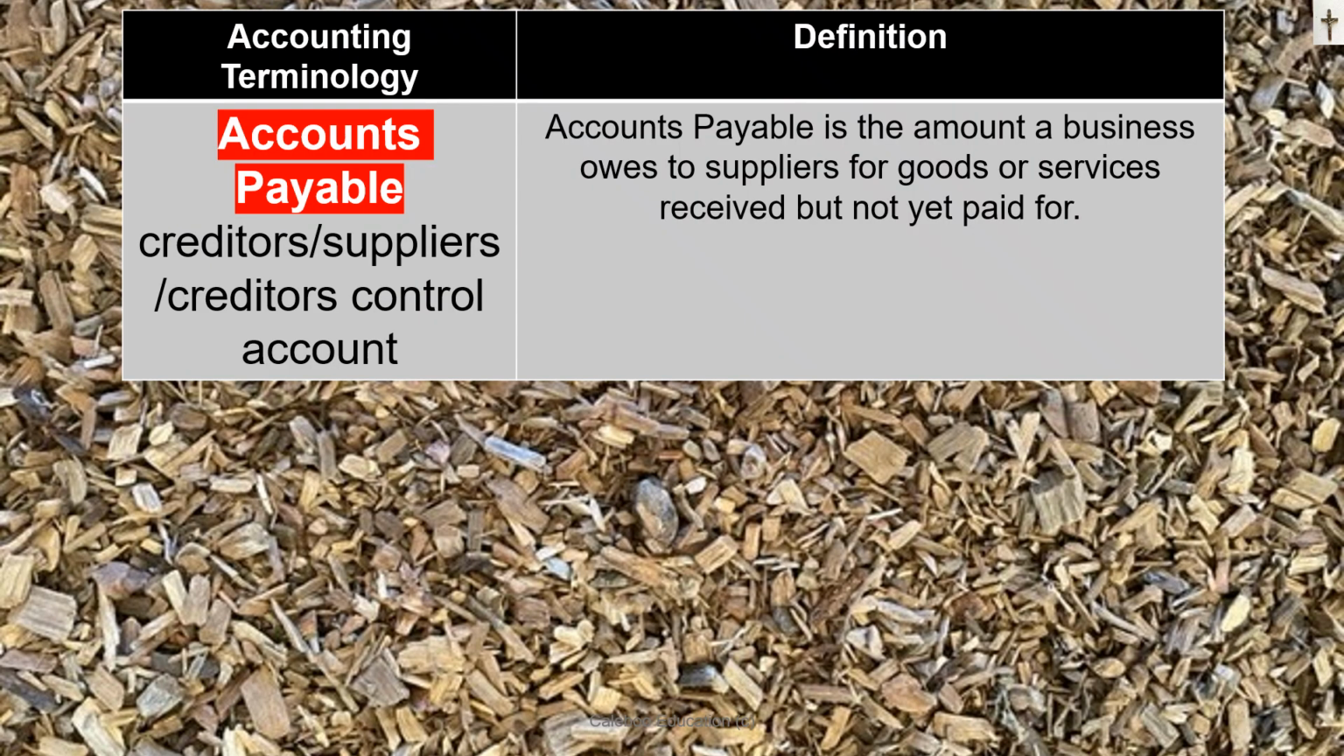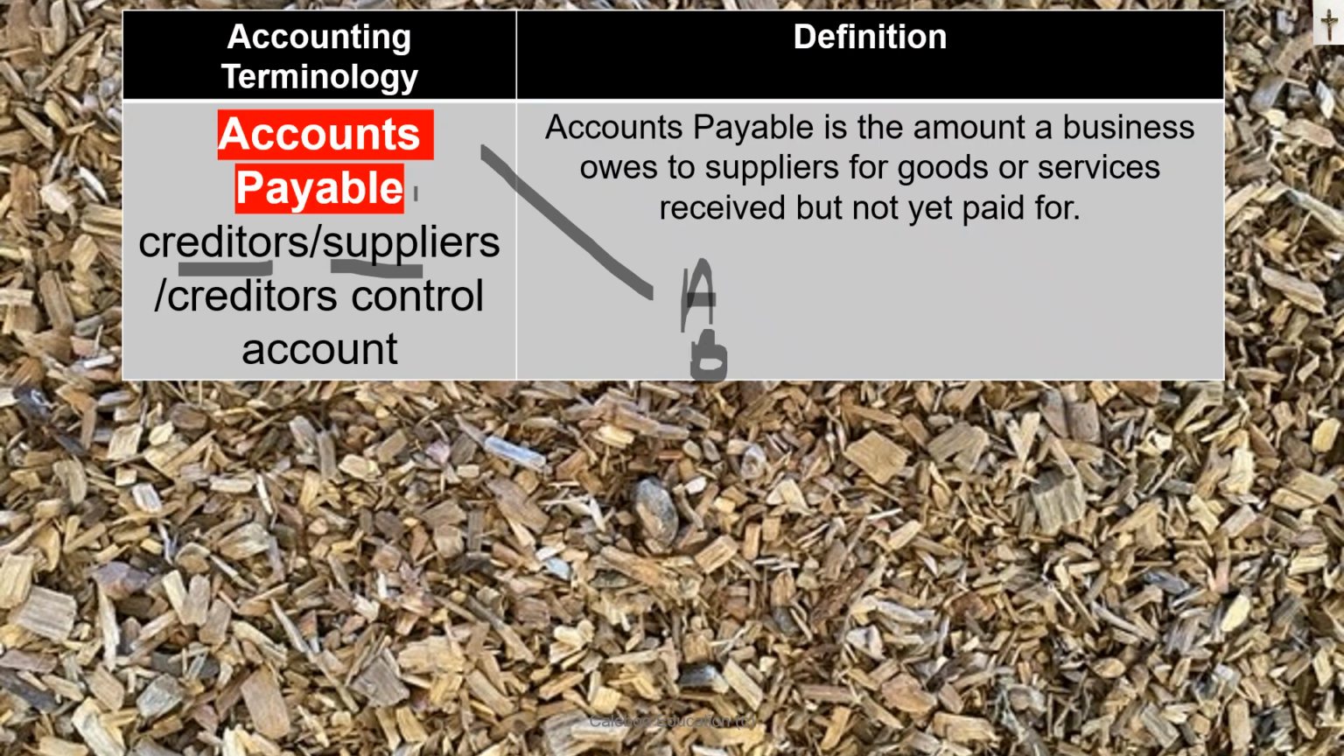Accounts payable is a general ledger account that summarizes all your credit purchases. So when you've bought from creditors or suppliers on credit, you get the goods now and you pay later. Accounts payable is a summary of all the individual creditors.